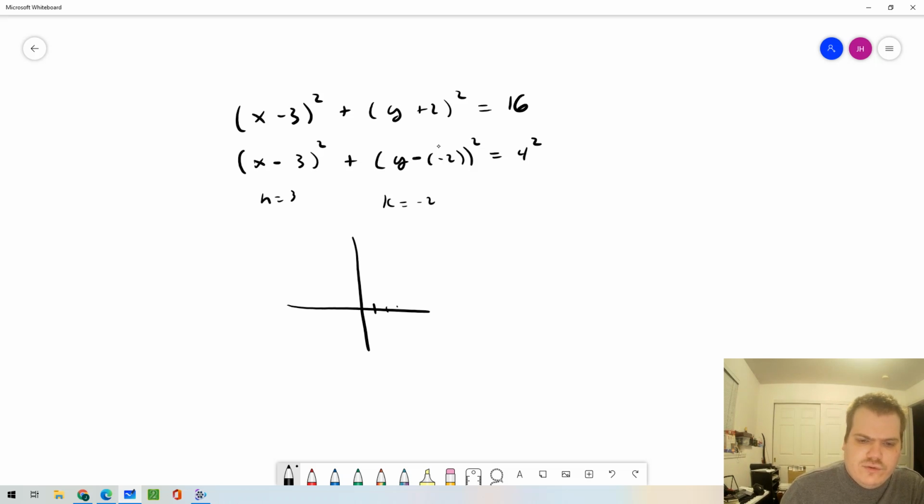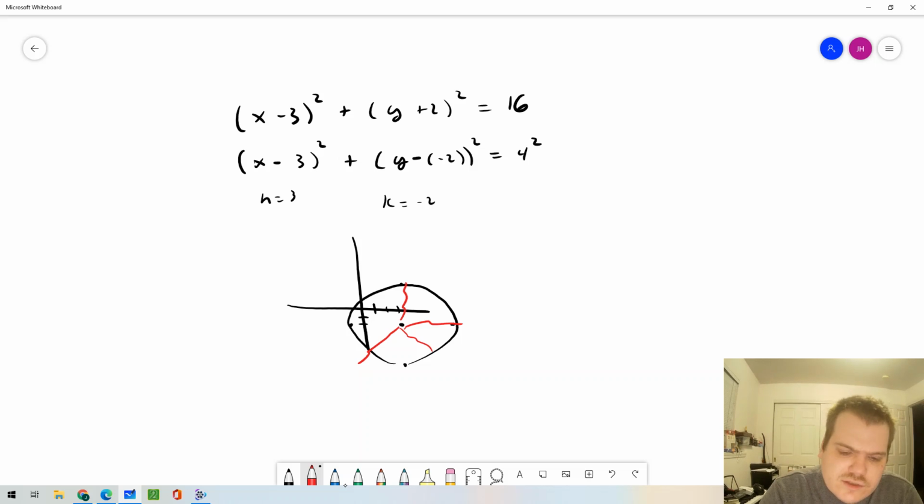So 1, 2, 3, negative 2 right there. And I'm going to be going 4 in each direction. So I go 4 in this direction, 4 in this direction, 4 in this direction, 4 in this direction. And there's my circle. And that's not perfect. It should look more like a circle, not an ellipse, which we'll talk about in a little bit. But the key thing is my distance here is the same as my distance here. And in fact, it's the same as my distance here, and here. So everywhere I've got the same distance, or the same r, which in this case is 4.